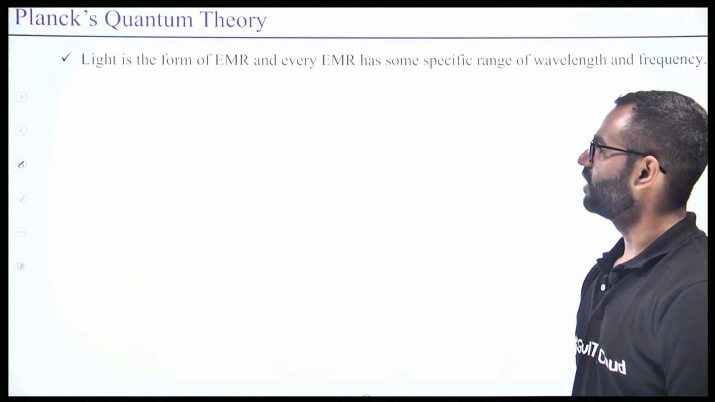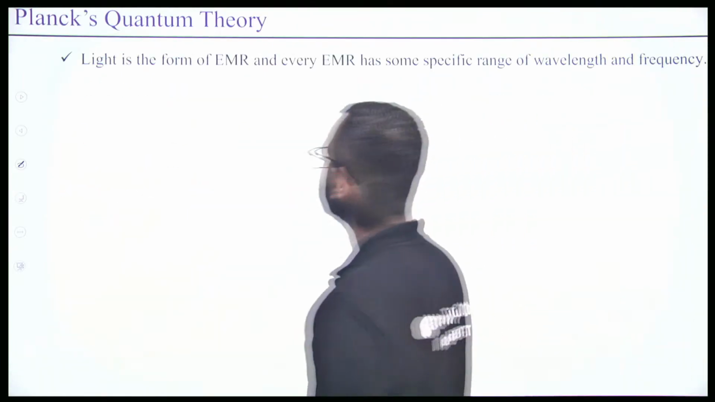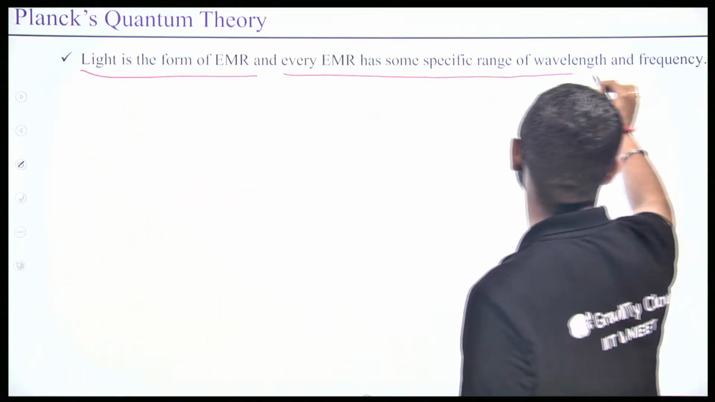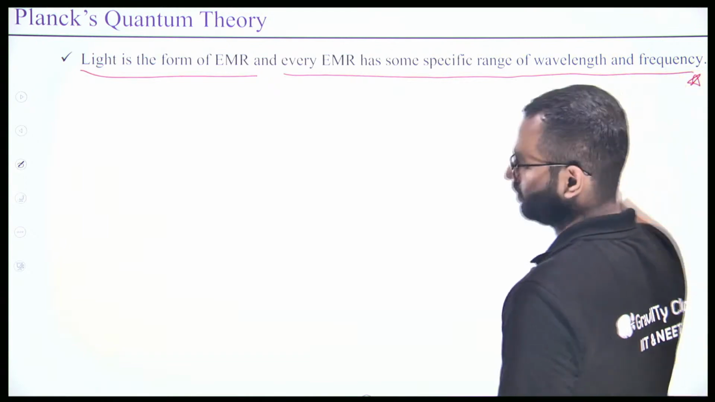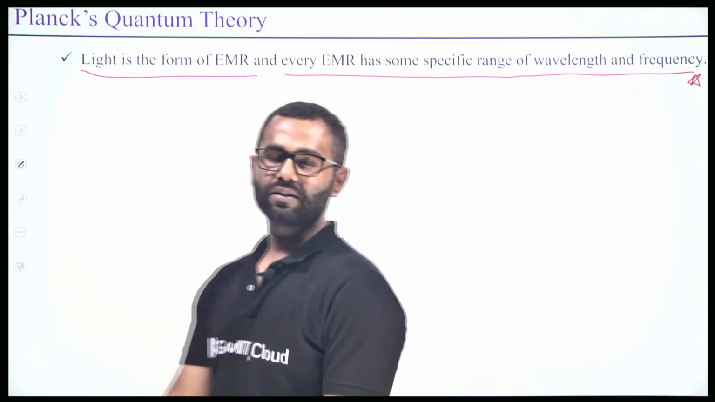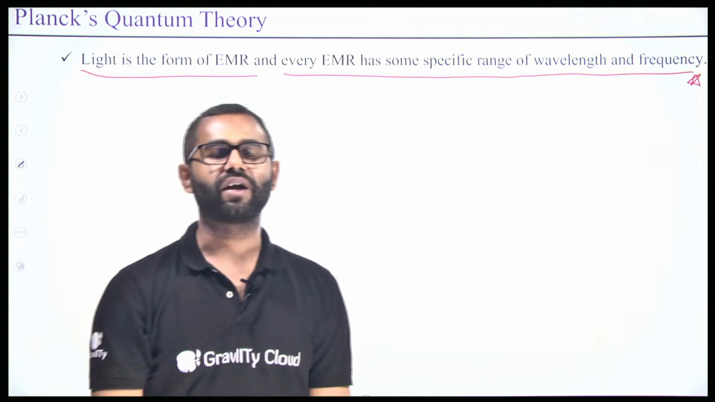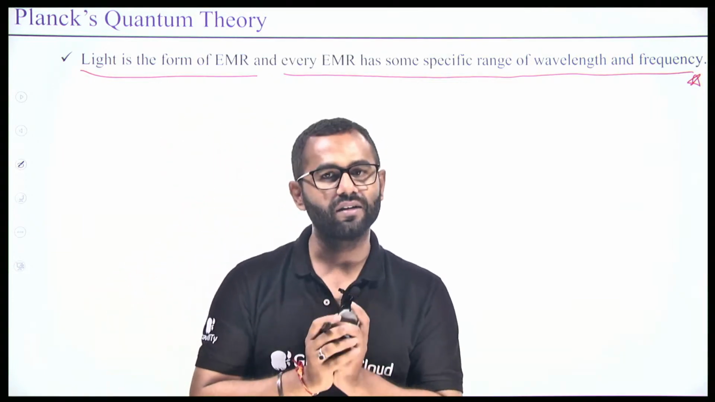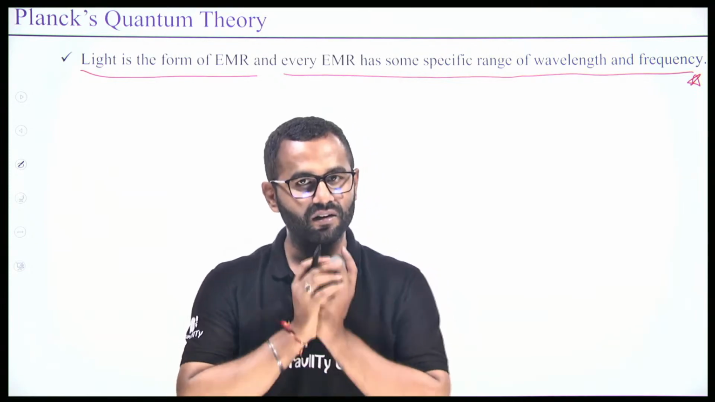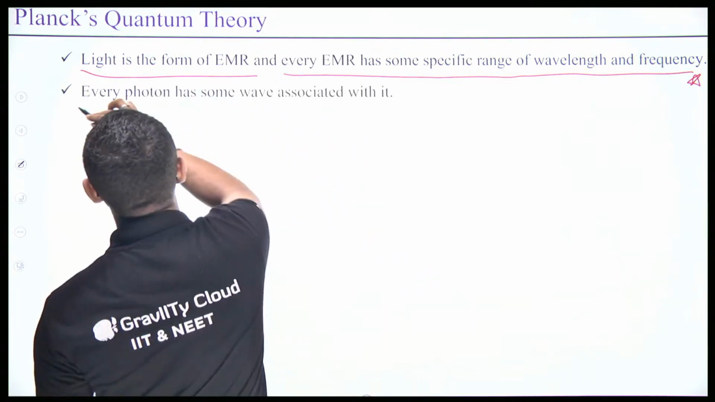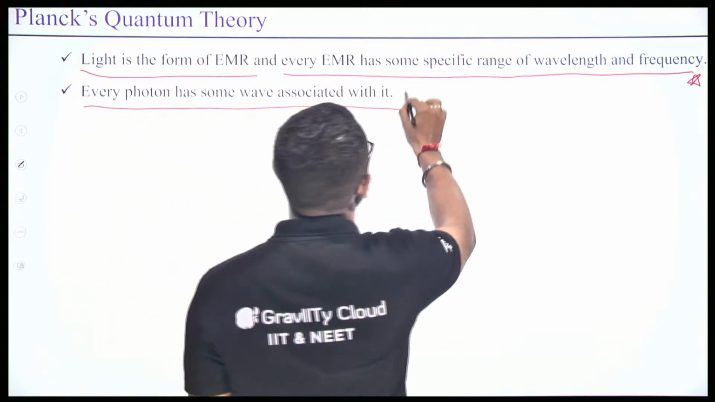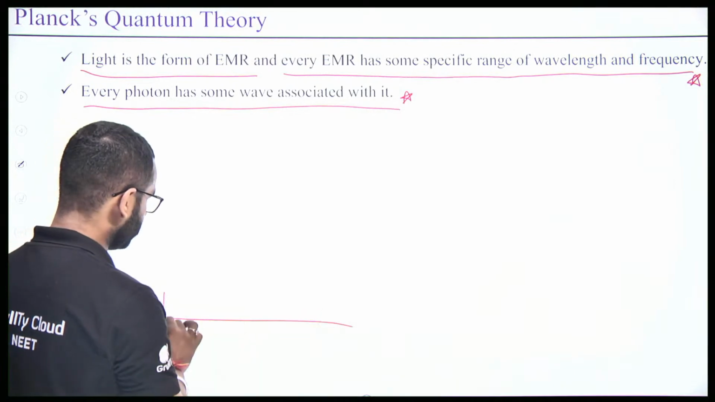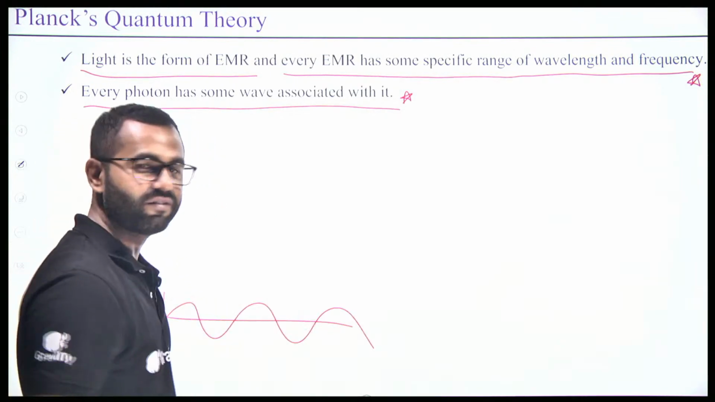Now, I have told you that light is a form of EMR, and every EMR has some specific range of wavelength and frequency. That we know. Light is an electromagnetic wave, and every electromagnetic wave has a frequency and a wavelength, right? Now every photon has some wave associated with it. Suppose this is my wave.